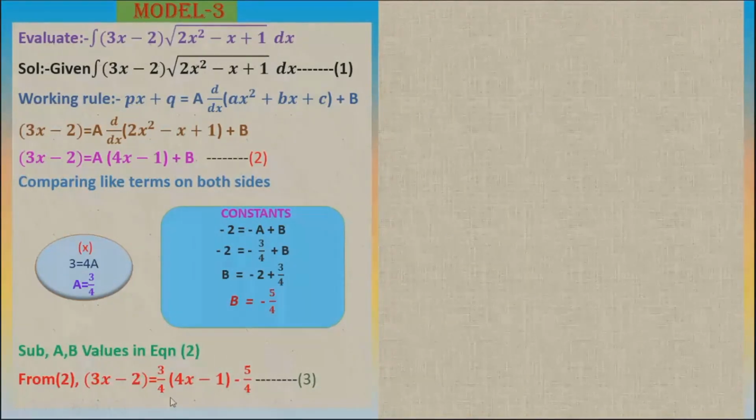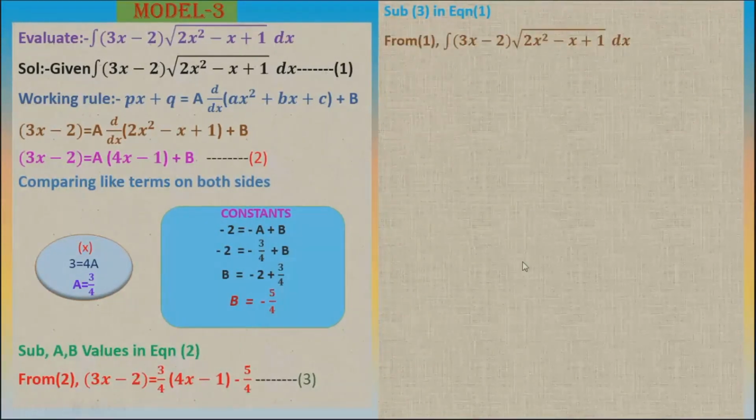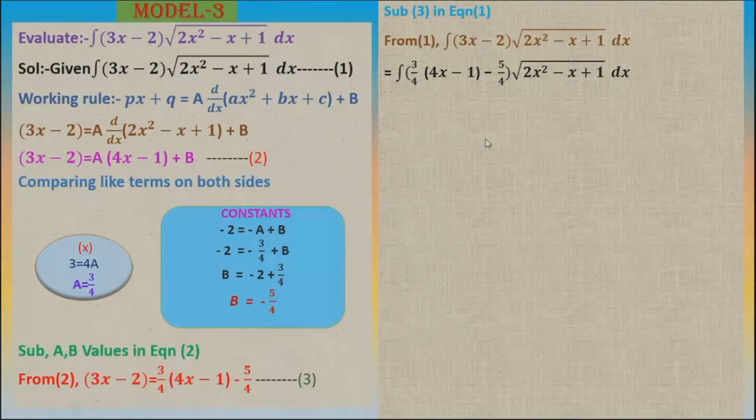Now substitute this equation 3 in the problem, equation 1. So I'm taking equation 1. In the place of 3x minus 2, I am replacing from equation 3. So from equation 3, 3x minus 2 is nothing but 3 by 4 into 4x minus 1 minus 5 by 4. So I am replacing the value of 3x minus 2 in this place, into root 2x square minus x plus 1 as it is.